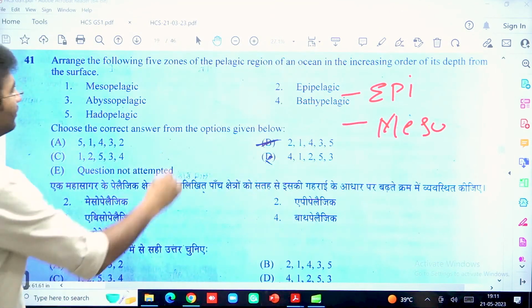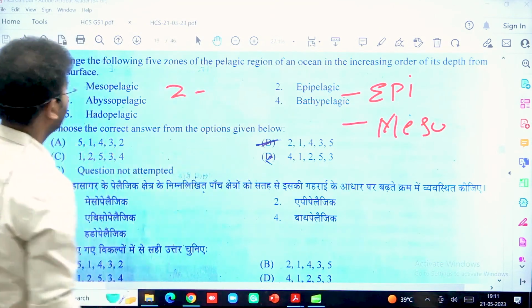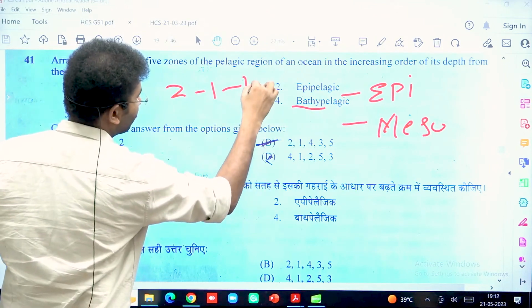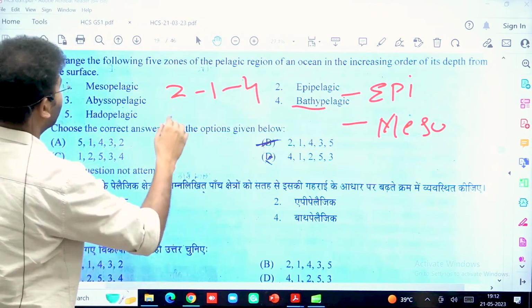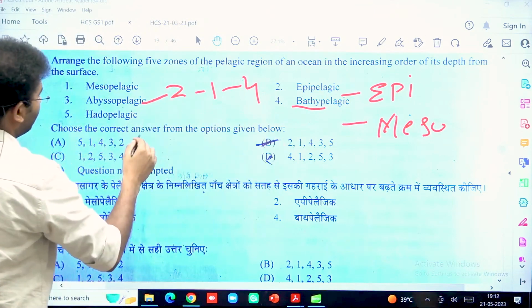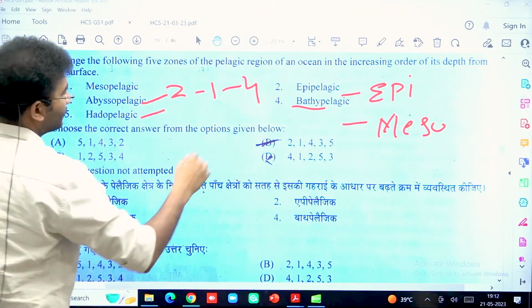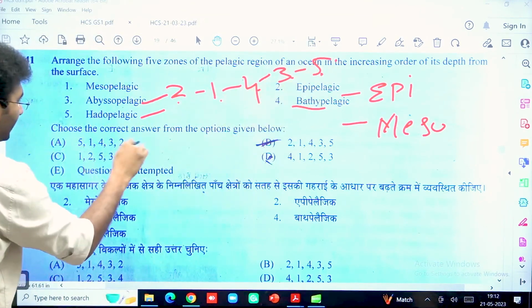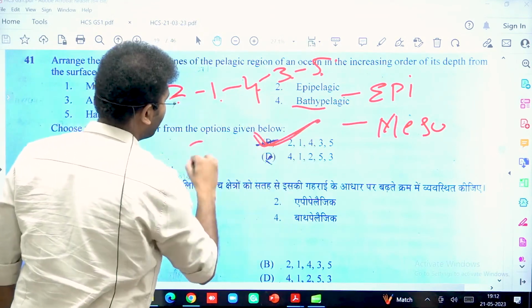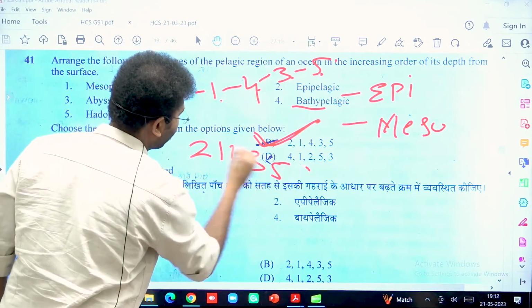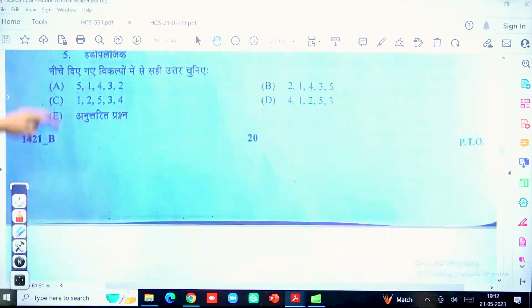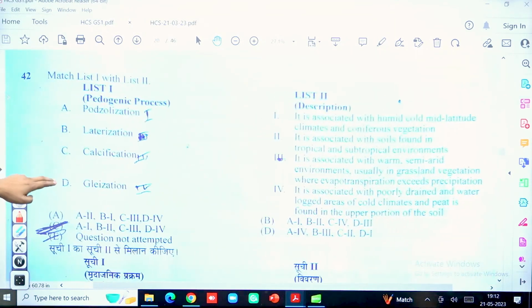So let's look out for 2, right? And next you will get 1, epi, meso, bathy. So you already have that, and it is abyss. And lastly, the 5th one is hado. So the answer here is 2, 1, 4, 3, 5. Yes, here you have 2, 1, 4, 3, 5. Answer is B.